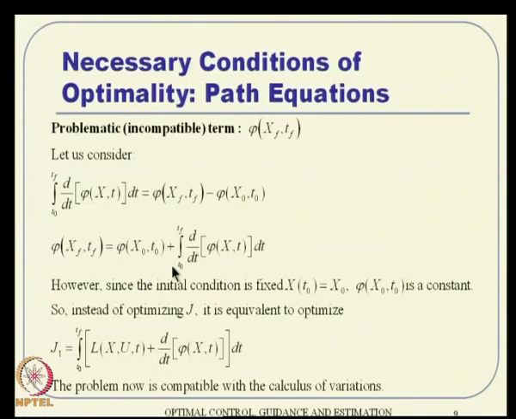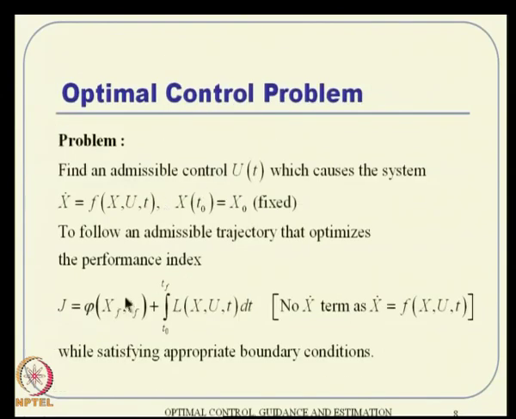Alright, so one way to handle that is something like this. Let us first consider this integral. We will consider the integral from T0 to Tf of d by dt of this quantity, and this happens to be like that: this function evaluated at the final value minus evaluated at the initial value. That means this function that you are looking for, this phi of Tf, xf, is what you are looking for.